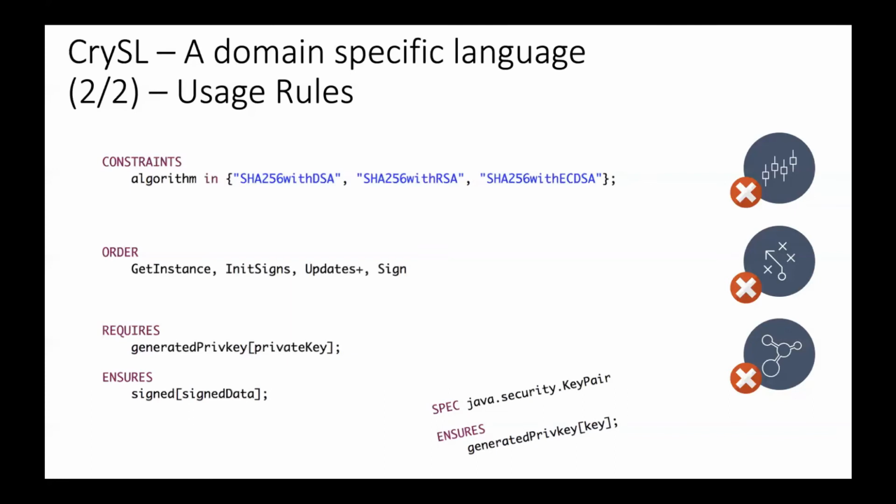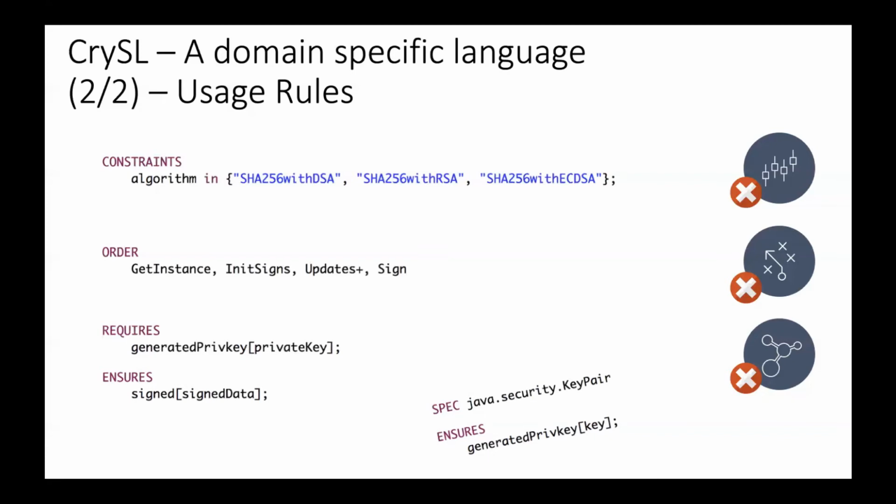Of course, a signature object can ensure something else, which will be used by something else later, right? So to summarize these usage rules: there are 4 sections, but you can split it into 3, right? So constraints, order, and then the requires, ensures, predicate. Each section in this Krysl specification refers to one error kind.